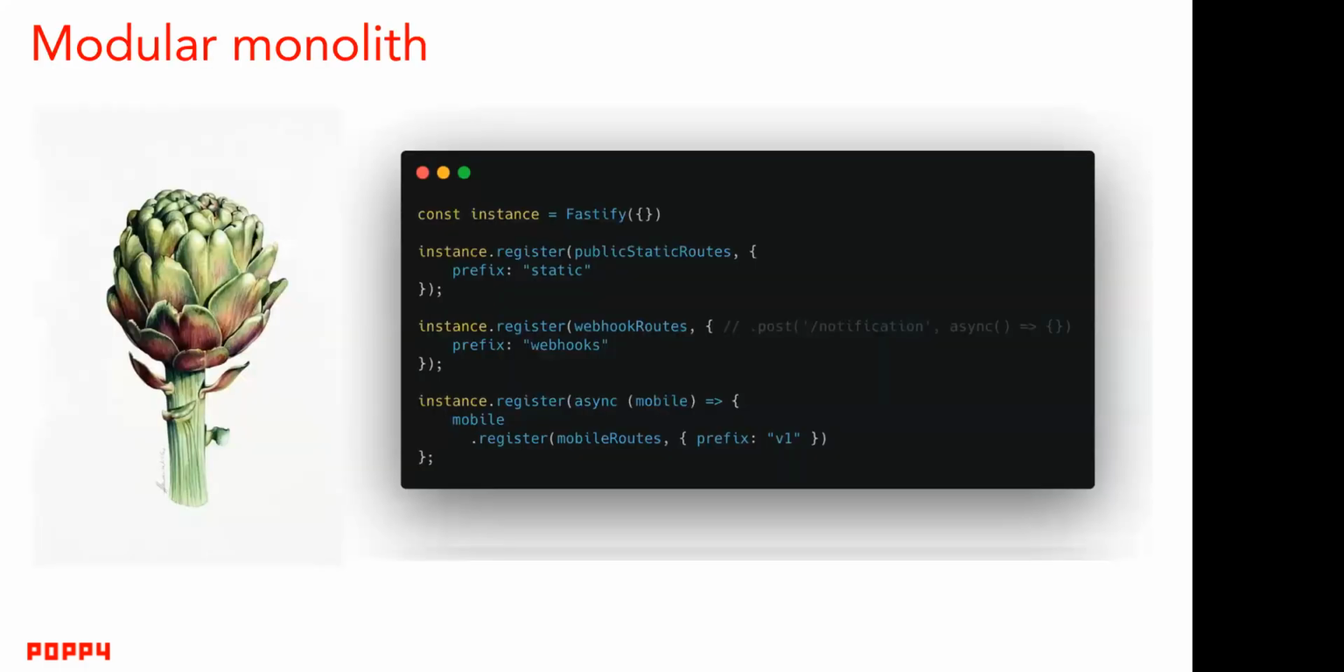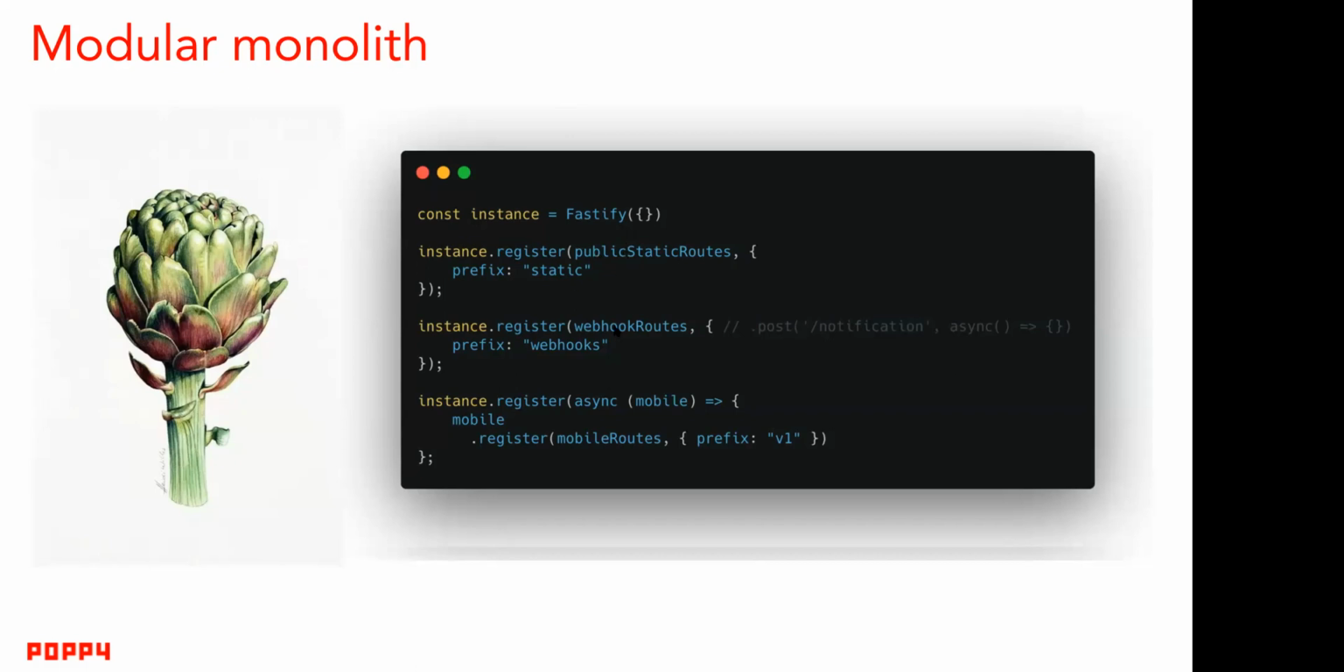It's basically a modular monolith. That's what I call it. It's like an artichoke, right? So you have this Fastify instance. We use Fastify for everything that is web APIs. And we register what Fastify calls plugins. So if you're familiar with Express, it's like middlewares if you want, but they're like sub-servers.